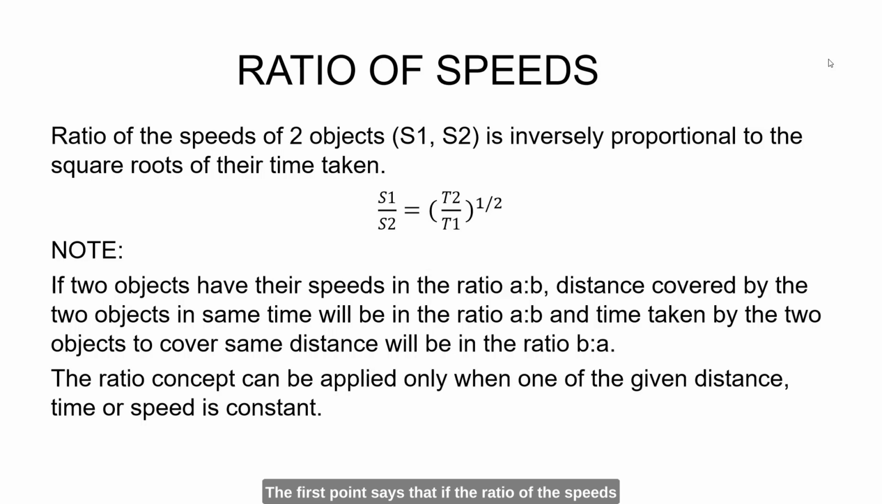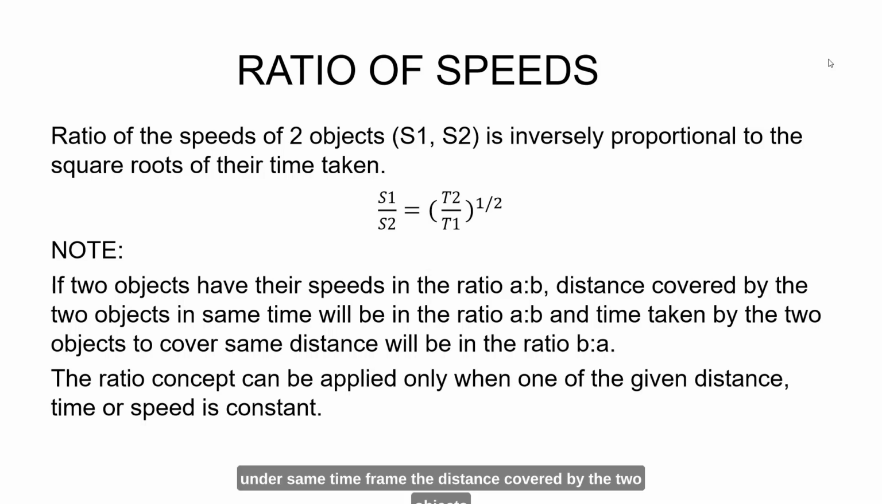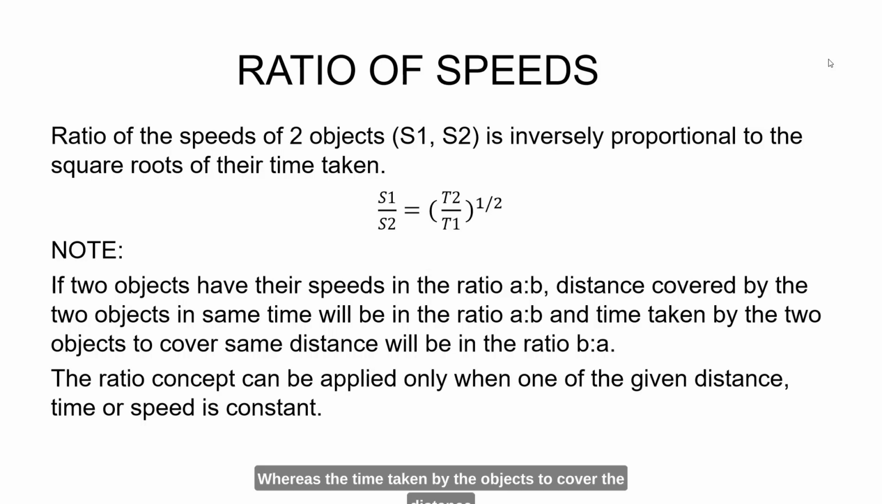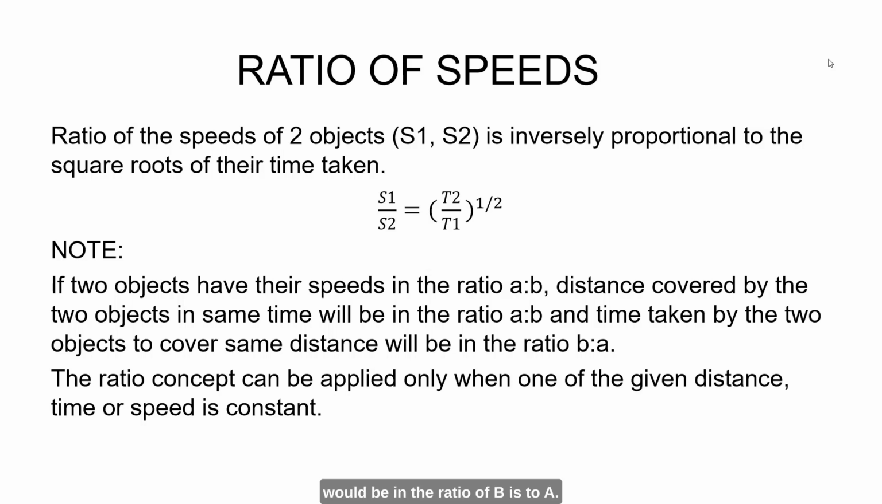The first point says that if the ratio of the speeds of two objects is equal to A is to B, then under the same time frame, the distance covered by the two objects will also be in the ratio of A is to B, whereas the time taken by the objects to cover the distance would be in the ratio of B is to A, since speed is inversely proportional to time.